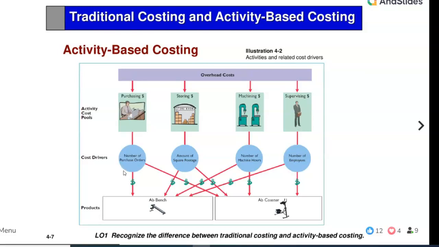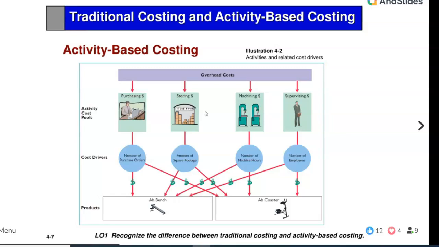So the more purchase orders, the more times I perform that activity. What's storage? Well, storage is square feet. So if this product takes up more square feet than the other product, obviously, this is simple enough, it should take up more of the cost of storing. Machining, well, of course, the number of machine hours. That's the activity. The more machine hours one product takes than the other, the more the machining costs it should pick up. And supervisory, the number of employees.